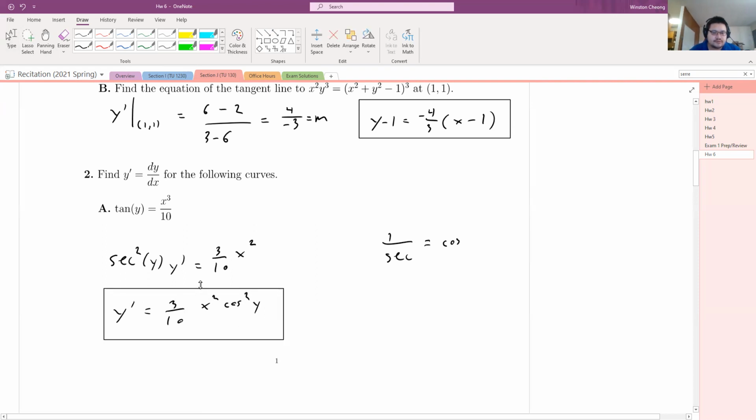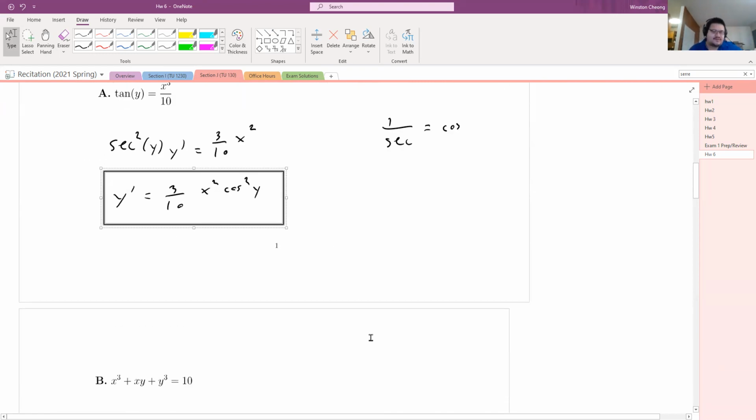Oh no. There we go. Yeah, I mean, if you wanted to, you could put that in. You could put like 3x squared over 10 secant squared, but I don't know. That doesn't look as nice to me. So whatever.